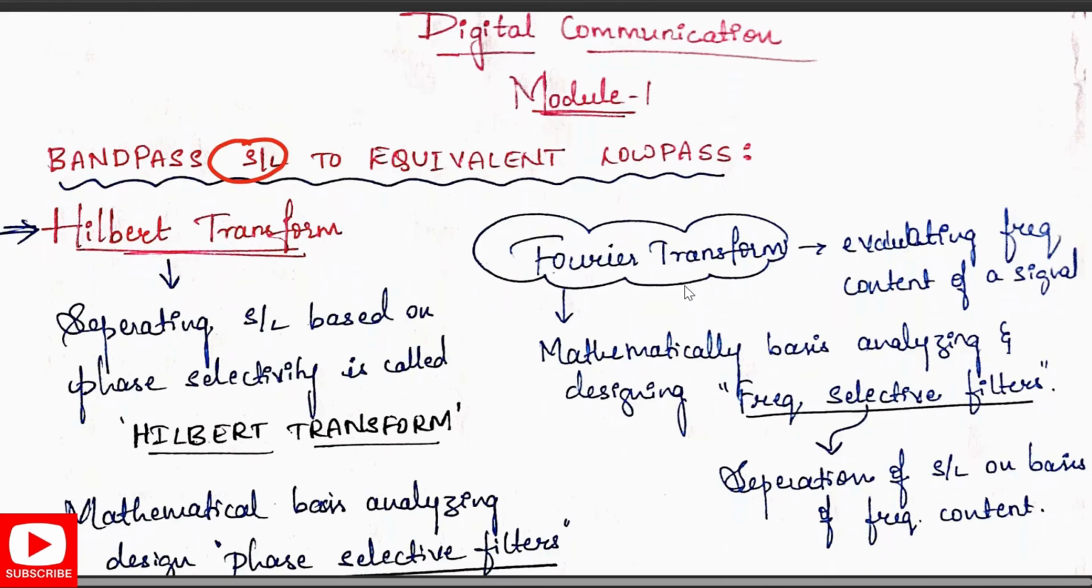So firstly, we'll start with the Hilbert transform. Before going to the Hilbert transform, we need to have a brief look at the Fourier transform. It evaluates the frequency content of a signal. Basically, the Fourier transform is the mathematical basis for analyzing and designing frequency selective filters. Here, it is the separation of the signal on the basis of frequency content. But coming to the Hilbert transform, it separates the signal based on phase selectivity. Mathematically, it is analyzing and designing phase selective filters.